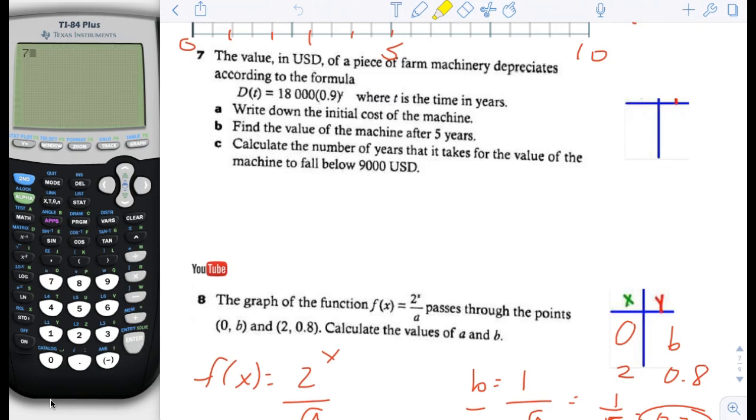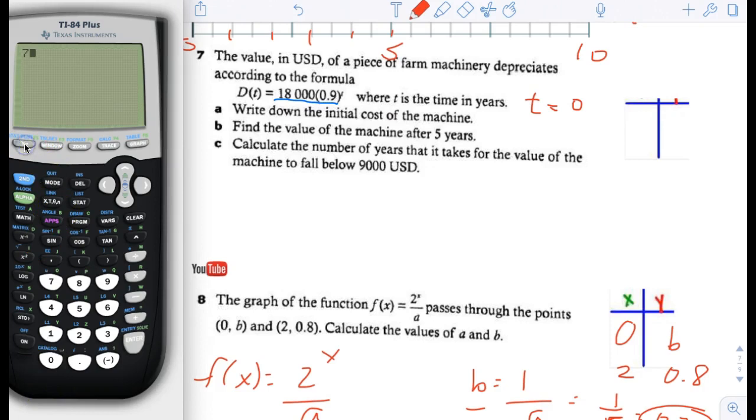In this particular case, I've got this equation here, 18,000 times 0.9 to the t. To find the initial cost of the machine, there's two ways to do it. One is you plug in t equals 0, because the initial cost happens at the beginning, and the beginning of time is t equals 0, not t equals 1. So if I put t equals 0 in there, I get 18,000 times 0.9 to the 0 power. 0.9 to the 0 power is 1, so the initial cost is 18,000.